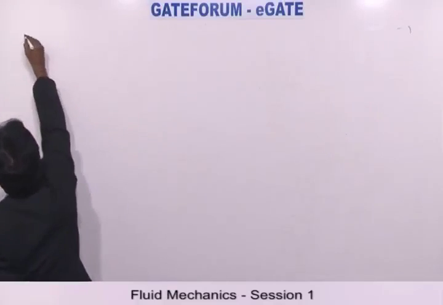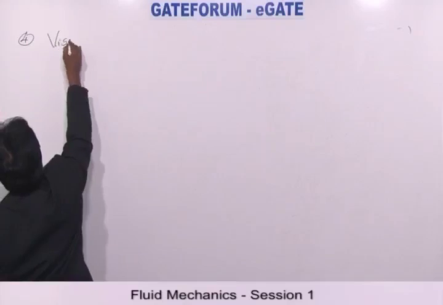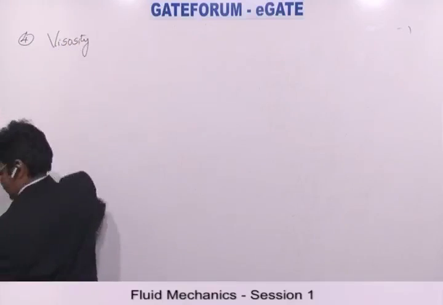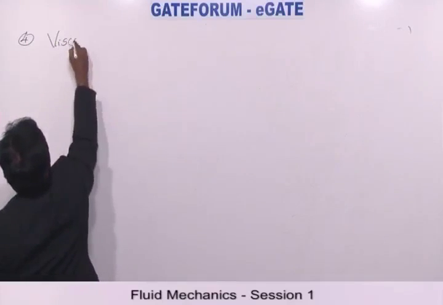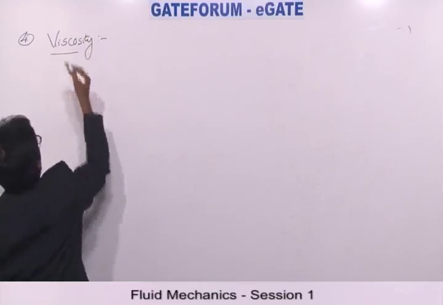Now I'll define another important property called viscosity. So important. What is this viscosity, and when does it come into action? Viscosity is a property of the fluid by virtue of which there is a resistance offered by one layer of the fluid over its adjacent layer against the relative motion between the fluid layers.